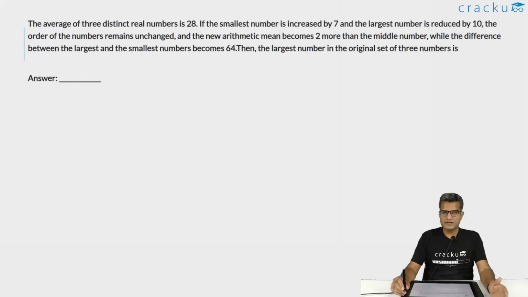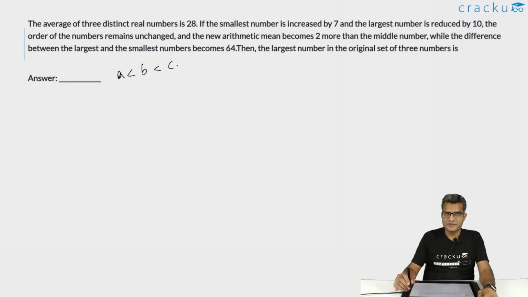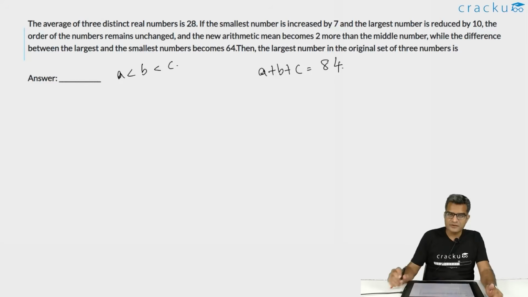In this question, we are told that there are 3 distinct real numbers and the average of all of them is 28. Let us assume that the 3 numbers are A, B and C such that A is less than B is less than C. If the average is 28, it would imply that the sum of the 3 numbers is 28 into 3, which is 84.